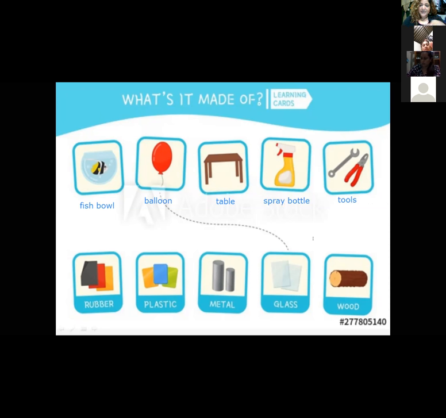Now, these objects are made of something. Están hechos de algo. They are made of something. So the question that we have here is, what's it made of? Or what is it made of? For example, what is it made of? Glass. Here we have the different kinds of materials. So it is made of glass. Okay, very good. So the answer for the question is, it is made of material. Clear?